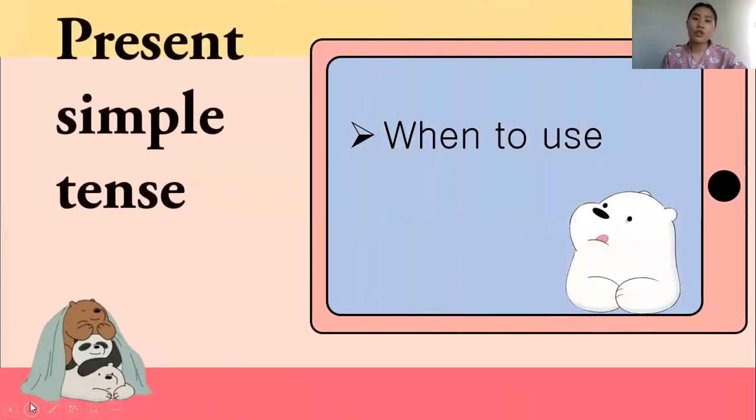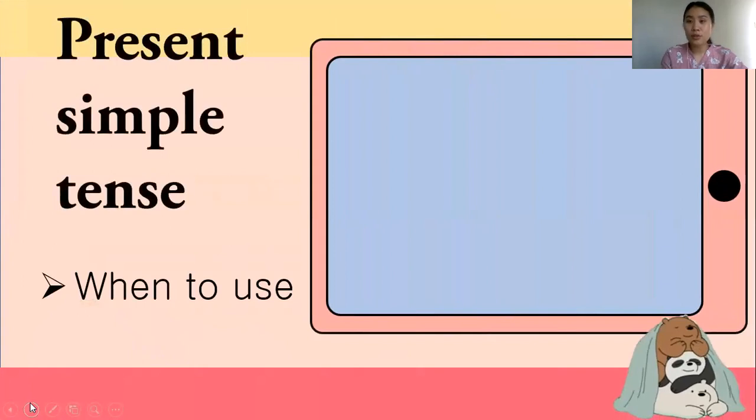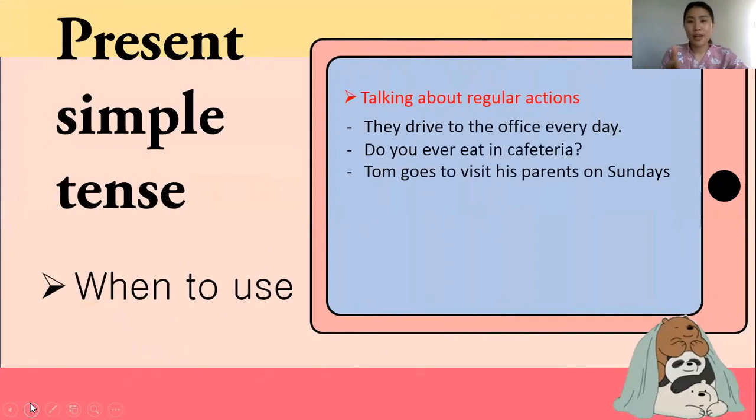Okay, let's move on. The second thing is when to use the present simple tense. You know that we use present simple tense to talk about regular actions. Look at the example here. They arrive at the office every day. Regular action, every day. Do you ever eat in the cafeteria? John goes to visit his parents on Sundays. The regular action that is done every weekend, he goes to visit his parents.